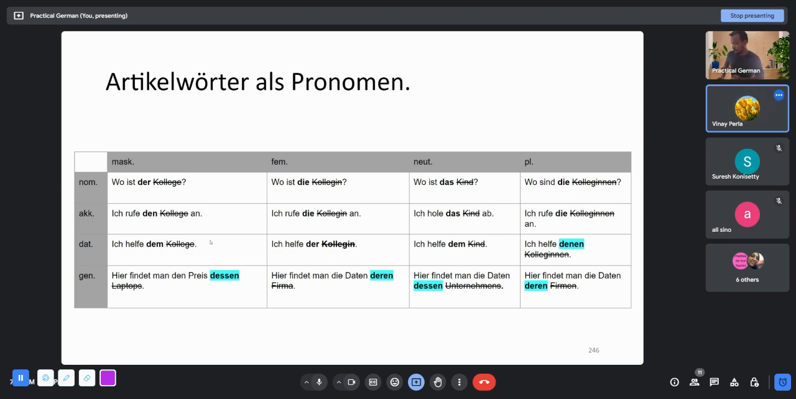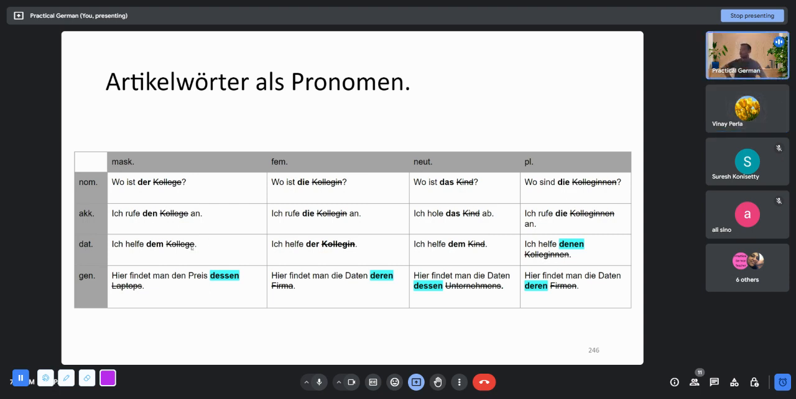O is the. O is das. O sind die. Ich rufe den an. Ich rufe die an. Ich hole das ab. Ich rufe die an. Ich helfe dem. Ich helfe der. Ich helfe dem. Ich helfe denen. Hier findet man den Preis dessen. Hier findet man die Daten deren. Hier findet man die Daten dessen. Hier findet man die Daten deren.